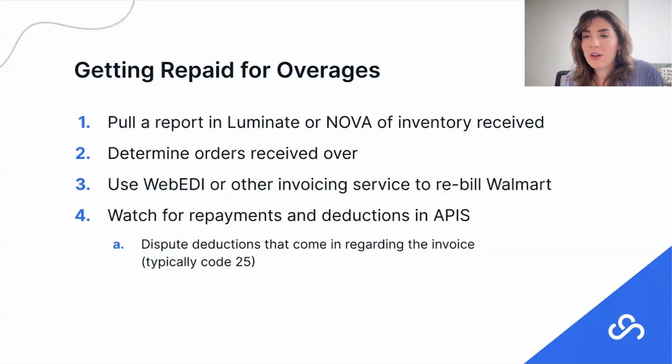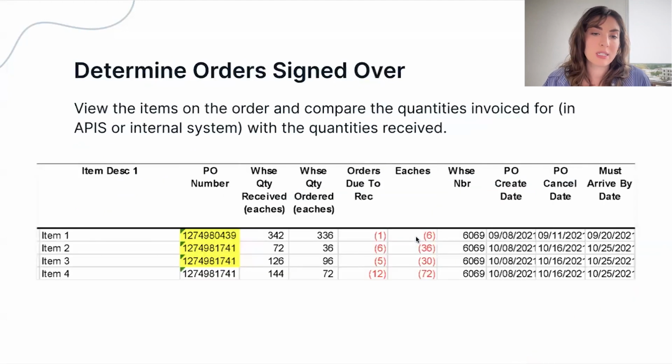All right, so we've got a little bit of time. We're going to talk about rebilling for overages. So here's how you could get repaid for overages, specifically those billable overages. You can pull documentation in Luminate, in Nova for inventory received. You can determine which orders were received over. And you can also use Web EDI or whoever your EDI provider is to rebill Walmart. That's going to be happening through EDI anyways when you're rebilling. And then watch for repayments and or deductions and APIs and make sure you're disputing those accordingly.